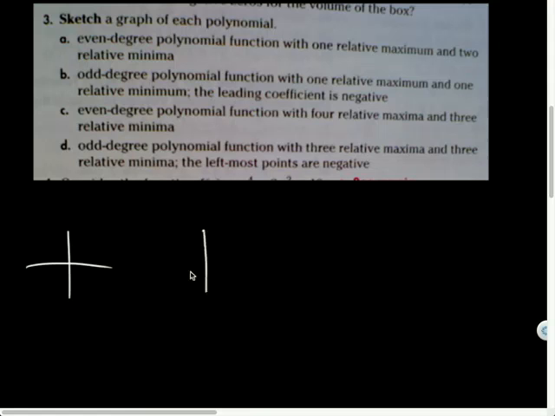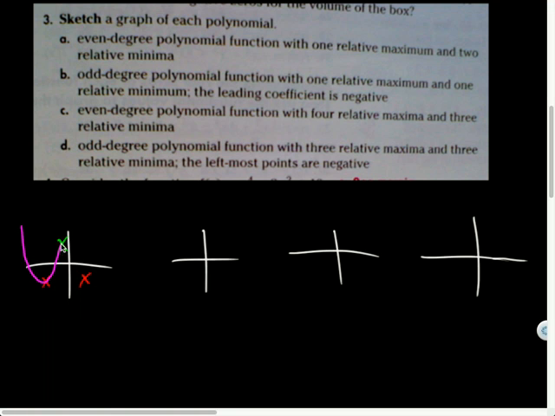Good stuff. Let's see. 1, 2, 3, 4. There's my four sad coordinate planes. An even degree polynomial with one relative maximum and two relative minima. All right, so let's throw these down. So one max, two min. And if it's even, its end behavior has to be in the same direction, right? So it looks like a W would fulfill that, right? Something like so would do that.